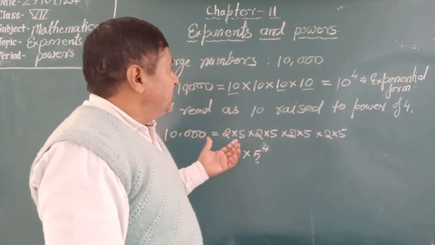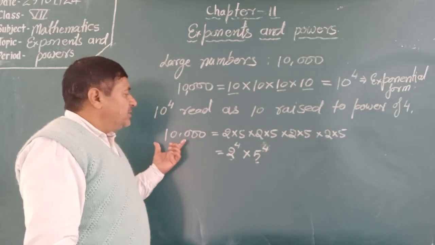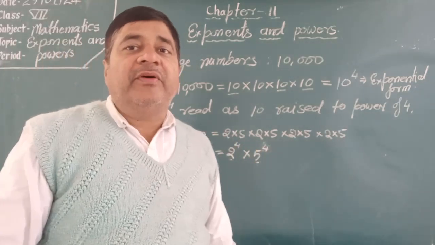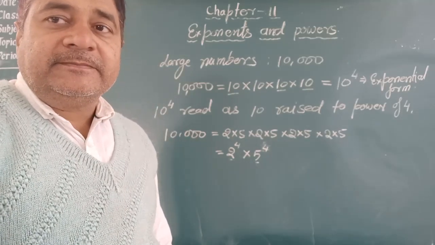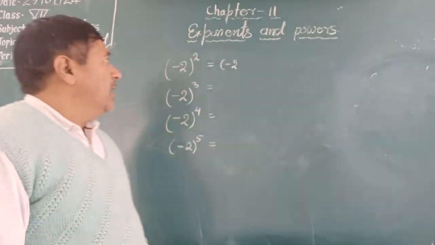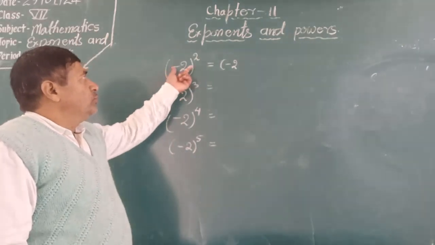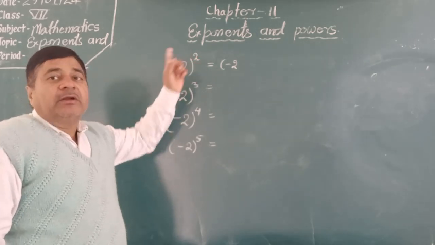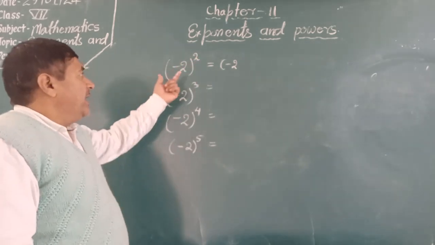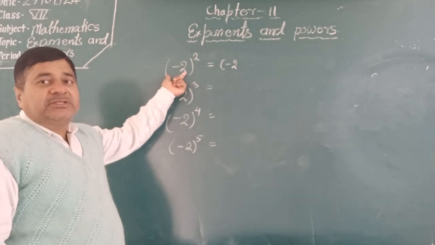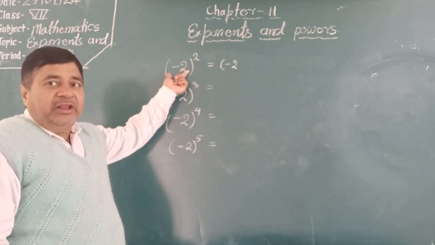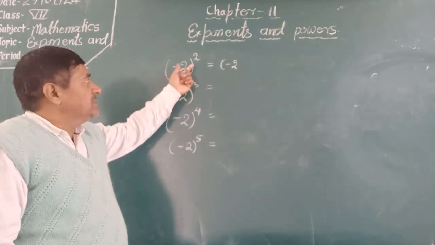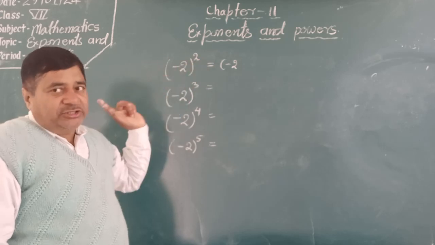So now this is the exponential form. This number is in the form of an exponent. Now students, I take minus 2 to the power 2. Minus 2 raised to the power 2. Here the base is a negative value, a negative integer, and its power is positive.